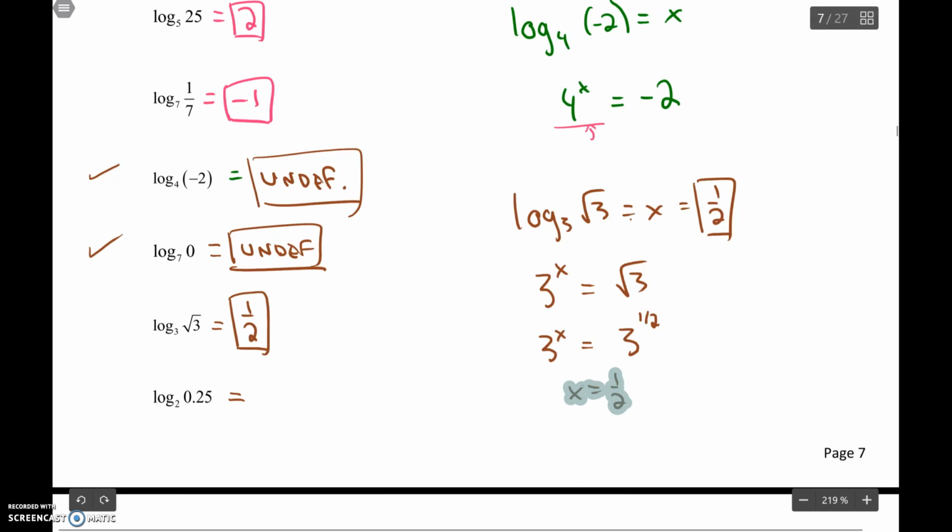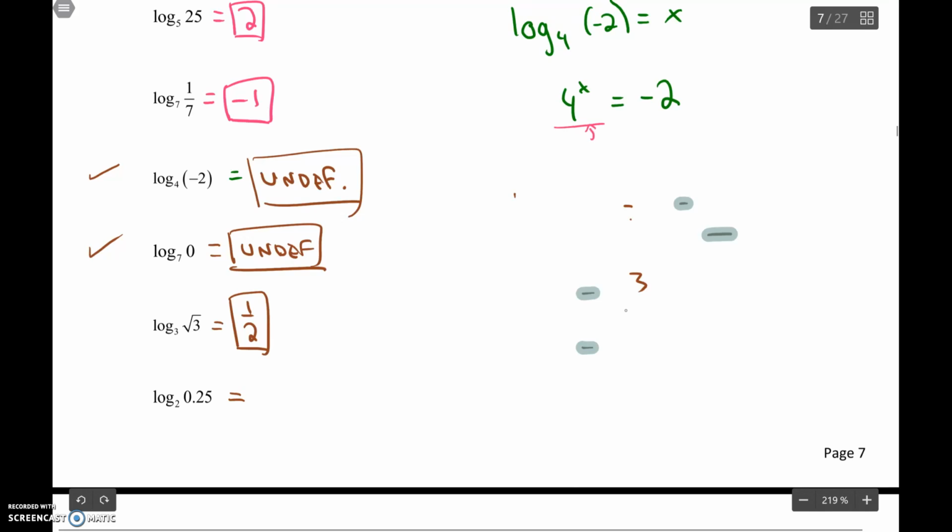Okay, this one here, we have a decimal. Now you might say you hate fractions. All well and good. You can hate fractions if you want, but decimals are even worse to work with. So this is the log base 2 of 0.25. That is 1/4.